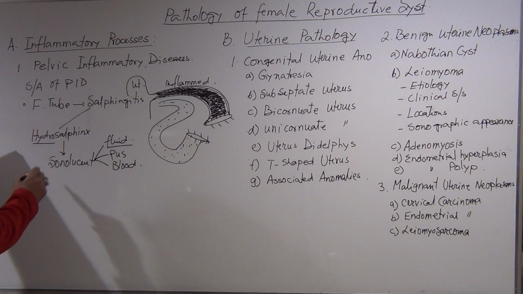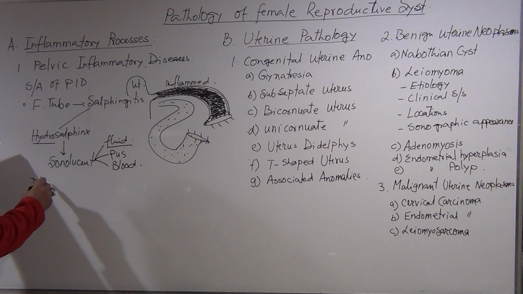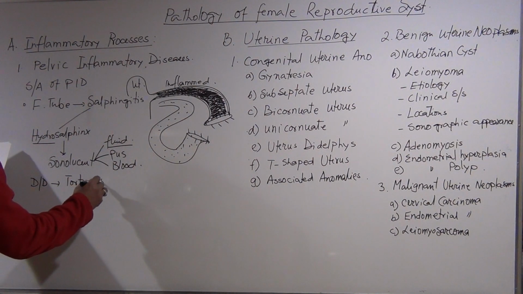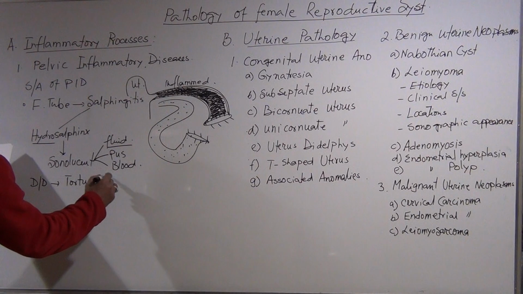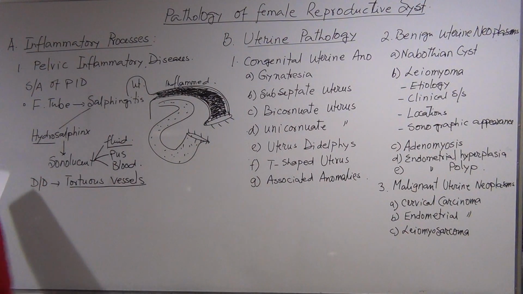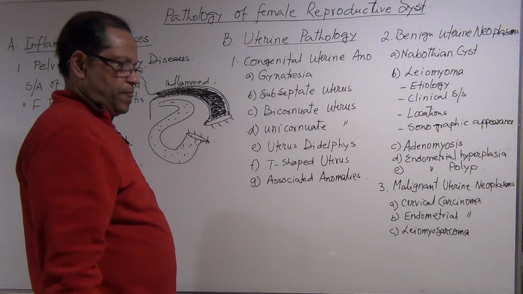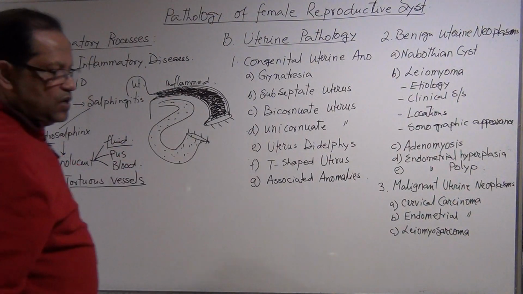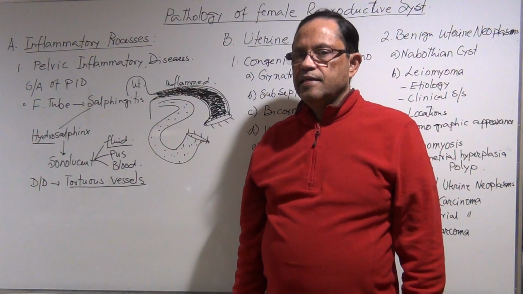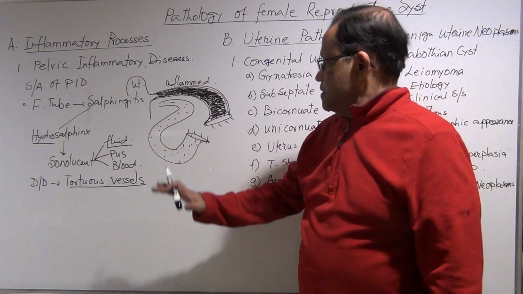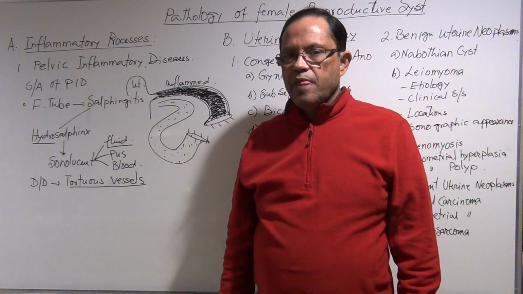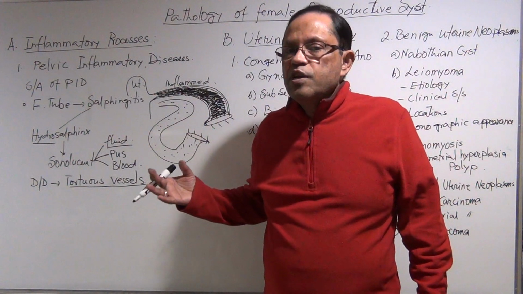Okay, so now differential diagnosis, how are we going to do it? It could be tortuous vessels. And these tortuous vessels are also anechoic, same as this. What do you need to do? If it is a blood vessel, we need to click the color. Whatever it is, you just saw like this. Don't you think you need to click the color? Yes. Why? I want to make sure it is not a blood vessel.